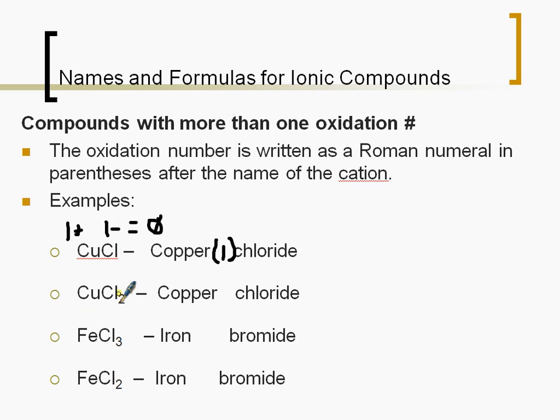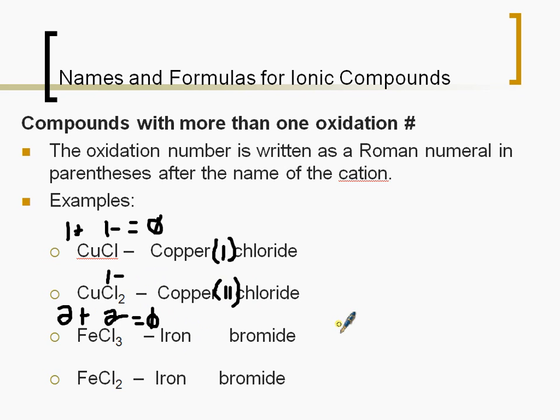In my second example, I know that chlorine, by looking at my periodic table, is always going to be a -1, but I have two of them. So my total minus charge will be a -2. I only have one copper, so that has to be a 2+ to cancel out. So +2 -2 equals 0. That's what we want, a net charge of 0. In this example, it's going to be copper Roman numeral 2 chloride.